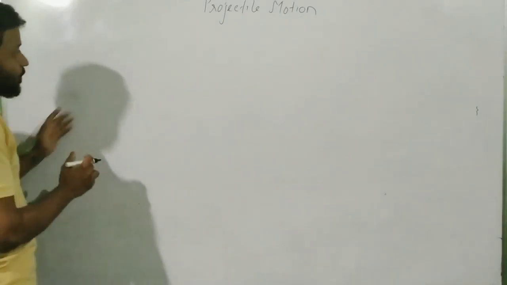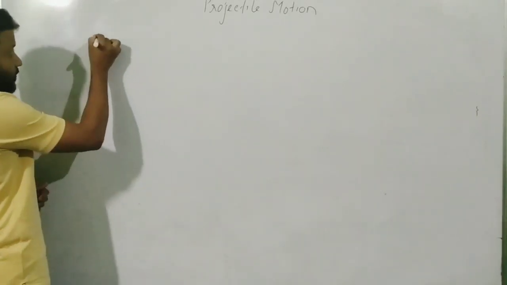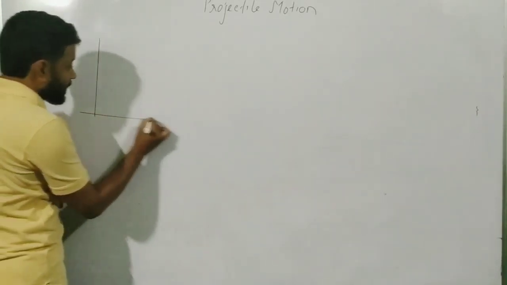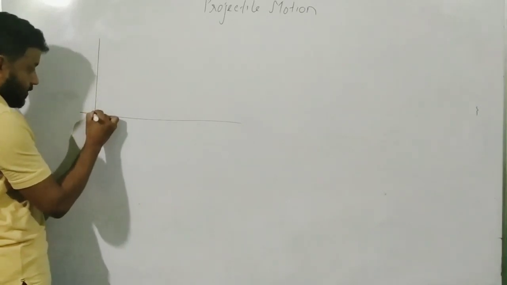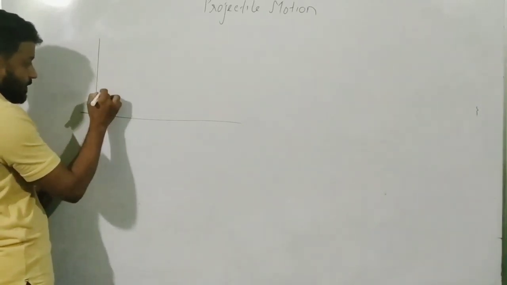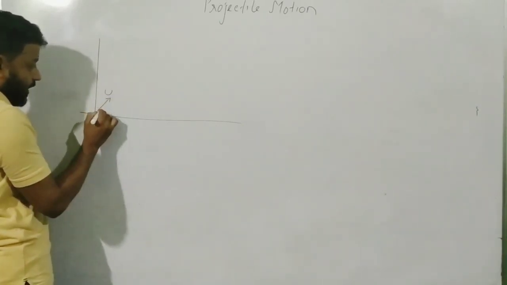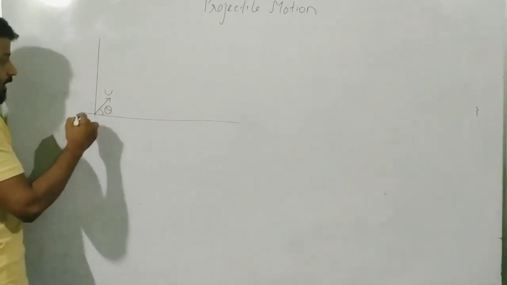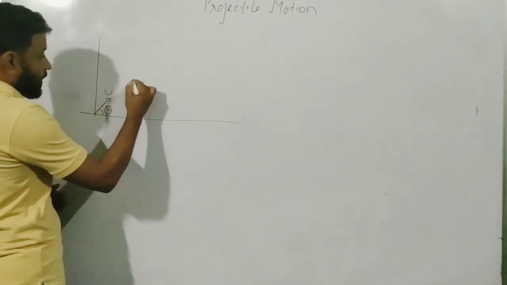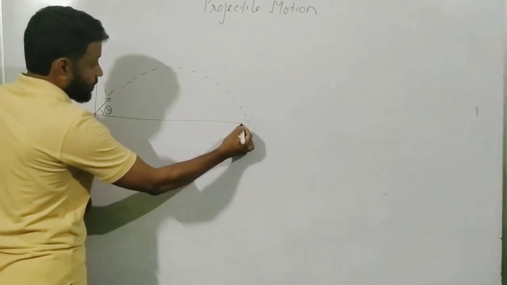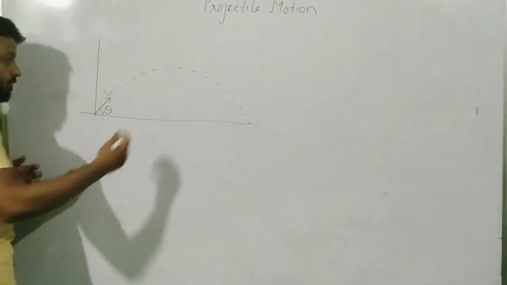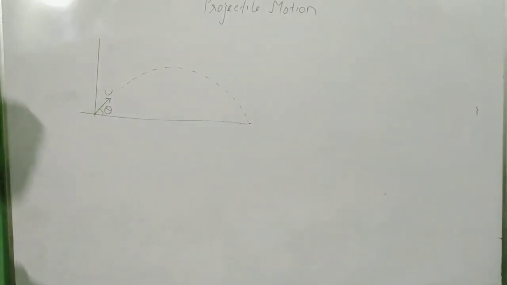So the projectile motion, as we all know, is when you project a body in such a way that it makes an angle. The initial velocity will make an angle of theta, due to which it will go up in the air and then fall back on the earth. This is what we call a typical projectile motion.